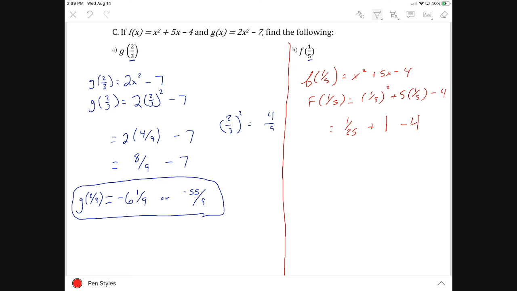So your answer, again, can be written in a couple ways. So you're going to have 26 over 5 minus 4 to start with once you combine those. So you're going to have f of 1/5 equals either -74/25 or -2 24/25.